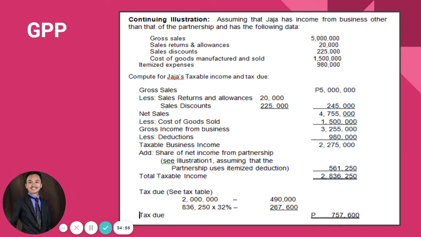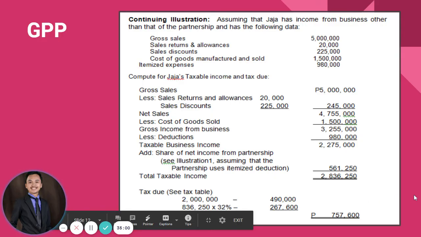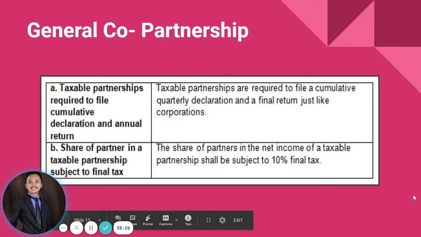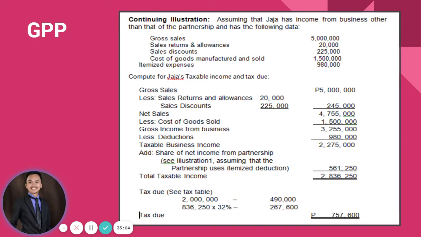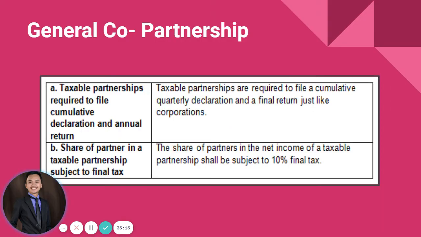So we have a total tax due of 757,600. Okay? So those are the things that you need to remember, familiarize, and master when the partnership is a general professional partnership. Okay? Now this time let's proceed.